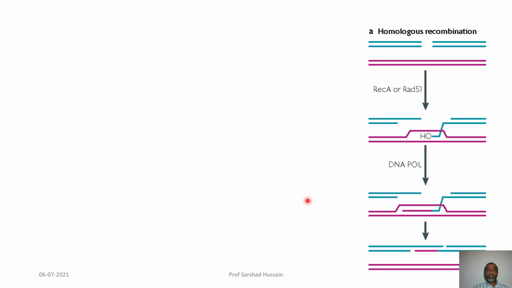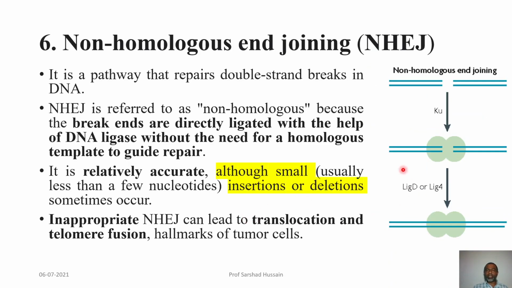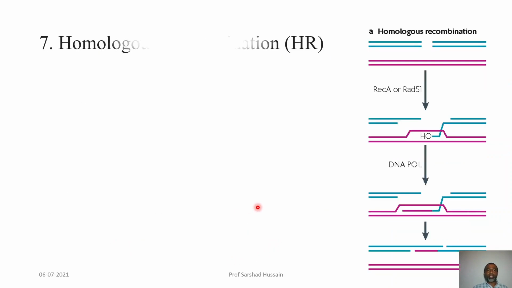So, this simple annealing sometimes may lead to translocation in the chromosomes and telomere fusions also, which may lead to tumor cells. Then you have homologous recombination.